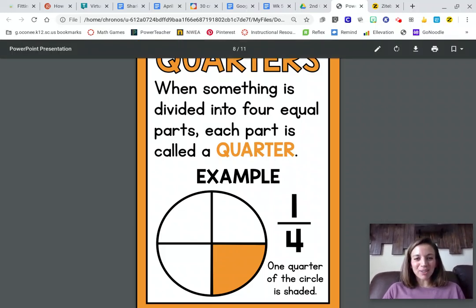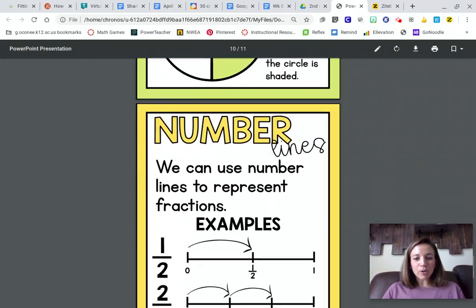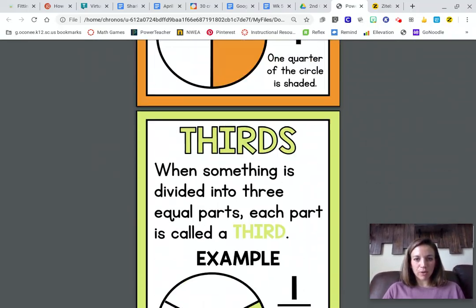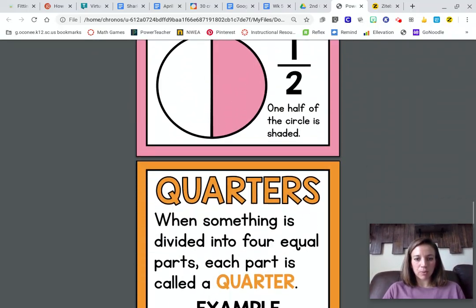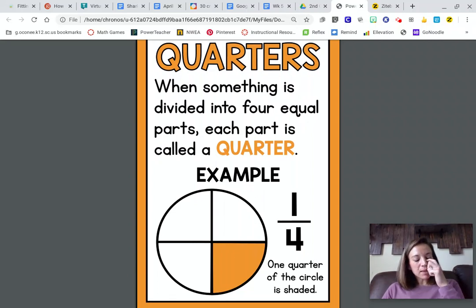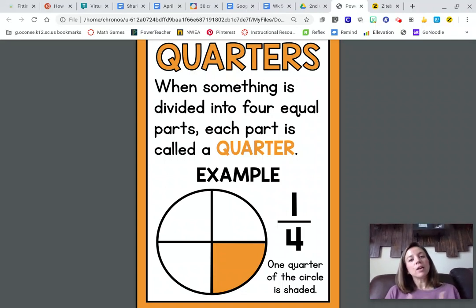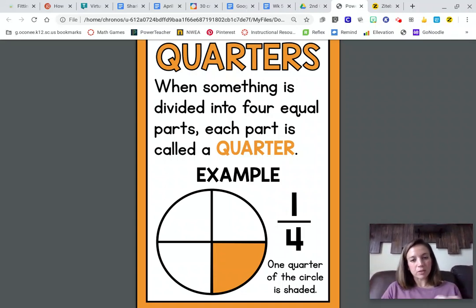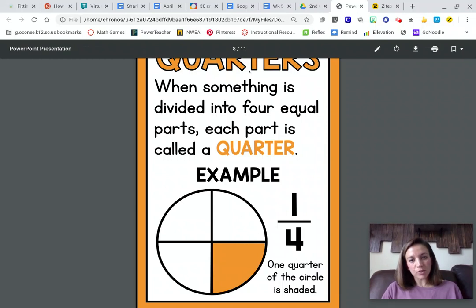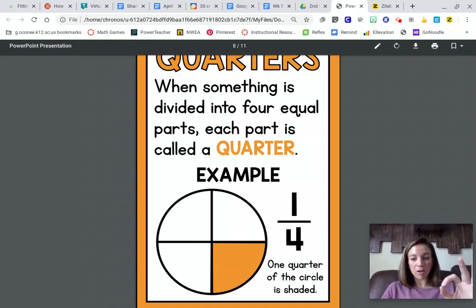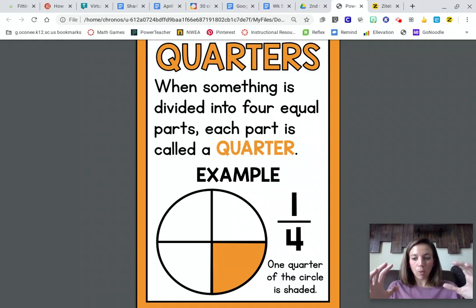So now I'm going to go on to the quarters, which is 1/4. I wanted to make sure they didn't have another one. Think about when we talked about money. We said that 4 quarters equals $1. So this is why they have quarters. It takes 4 quarters to equal one whole dollar, because remember, the quarters would be the part, the dollar bill would be the whole.